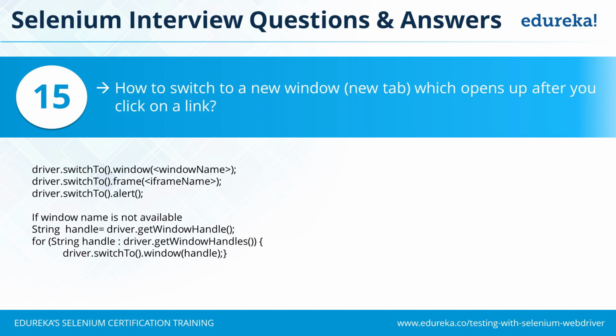But there is a problem when the window does not have a name. It is a common problem that whatever new window is open, the window does not have a name, the window does not have an ID. So how will you identify that window? There is a method called get window handle. Get window handle will return you the handle of the current window, and the command is get window handle.